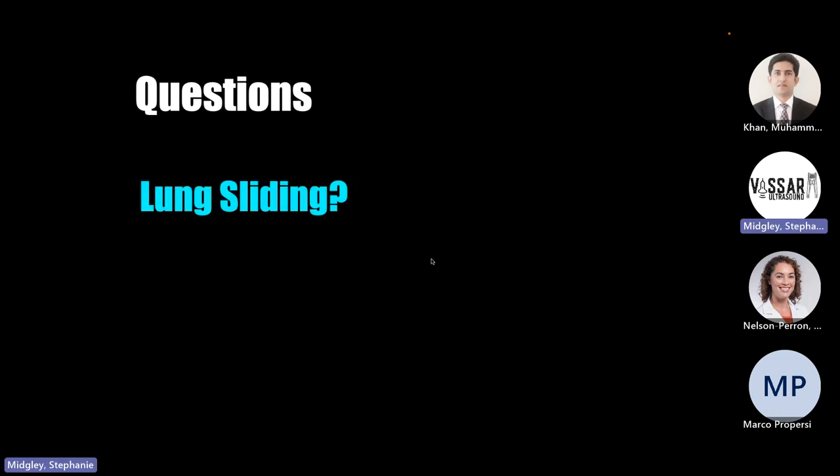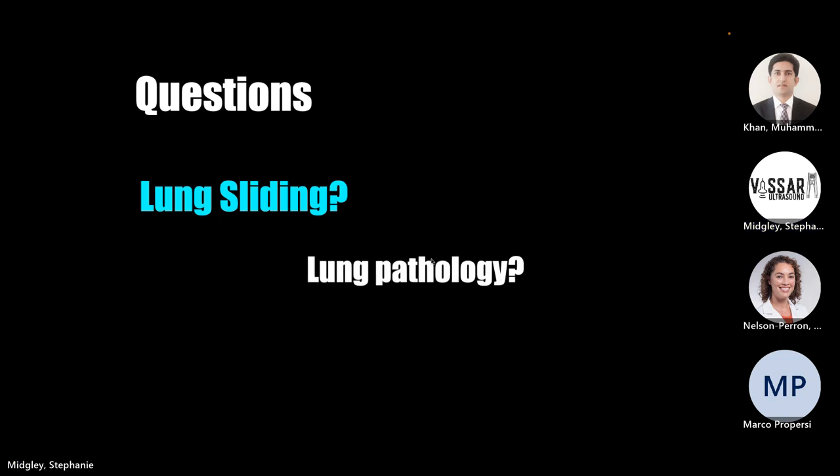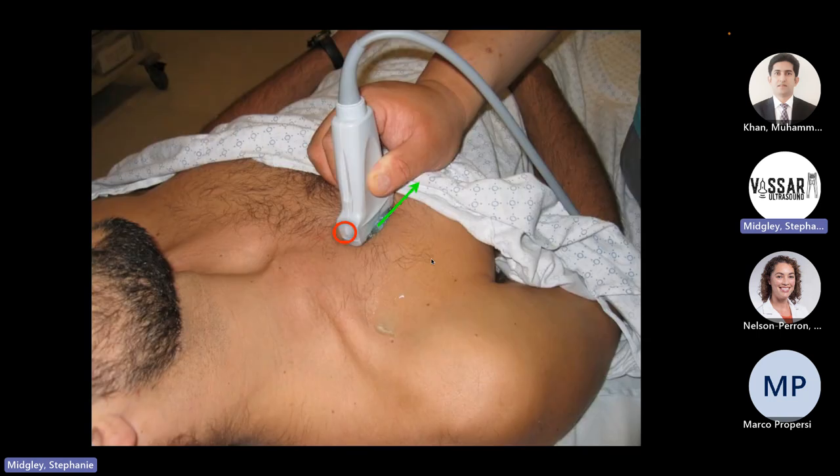Absent sliding could suggest pneumothorax. If they have a super bad COPD or asthma exacerbation, you're going to see decreased lung sliding. If they have pneumonia, you're going to see decreased lung sliding because of the sticky lung. If they've had a VATS procedure or if they have a bleb, you're not going to have lung sliding. You're going to look for lung pathology, like COPD and pneumonia. You can also find masses and tumors. There are studies showing that you can look for pulmonary infarcts as well.